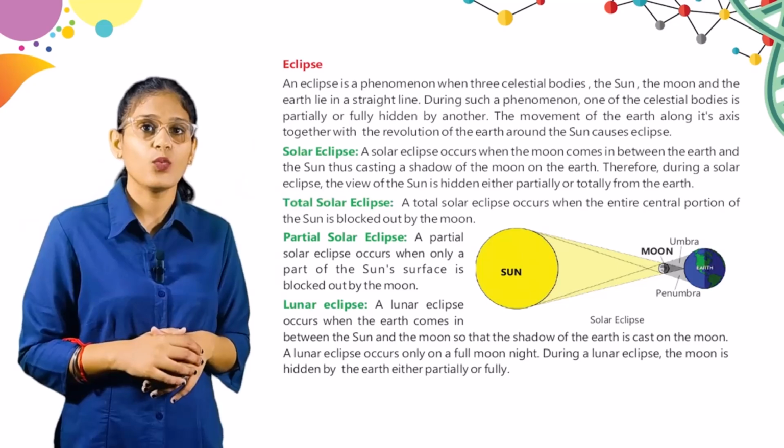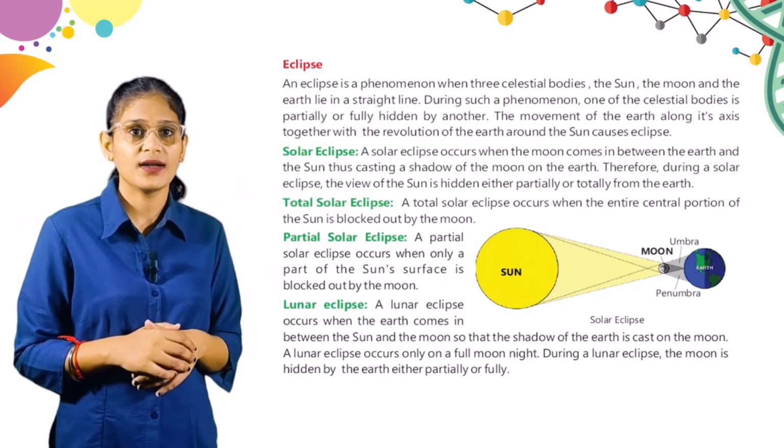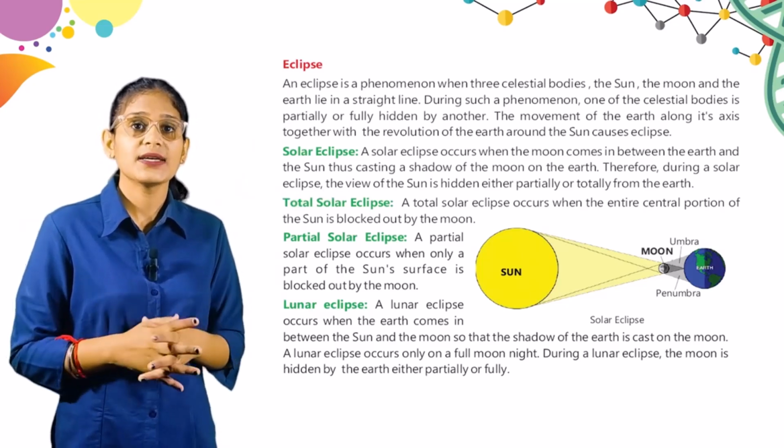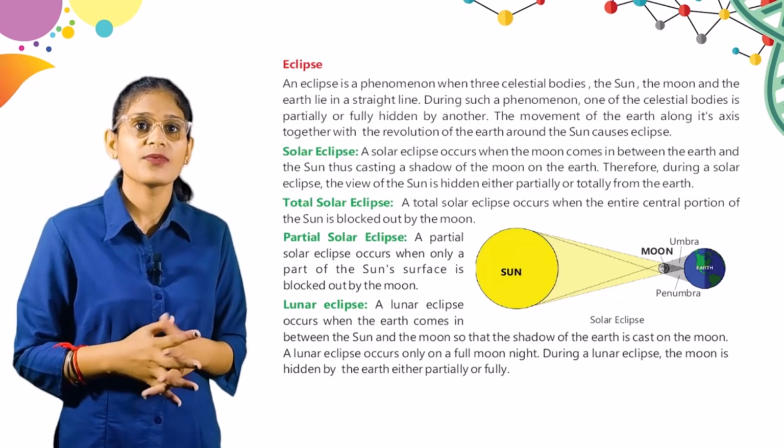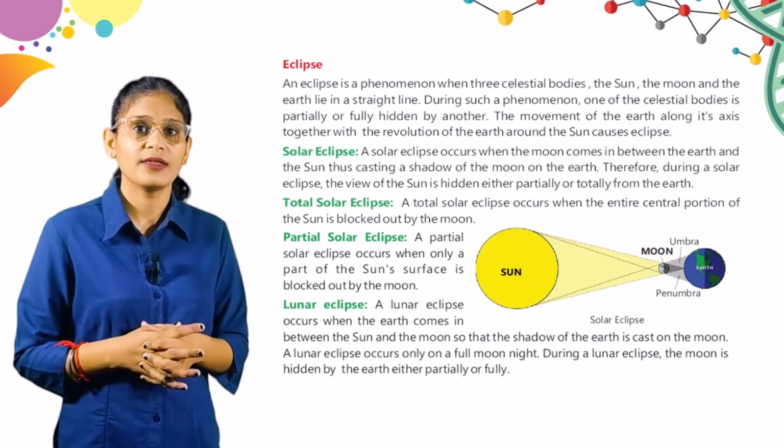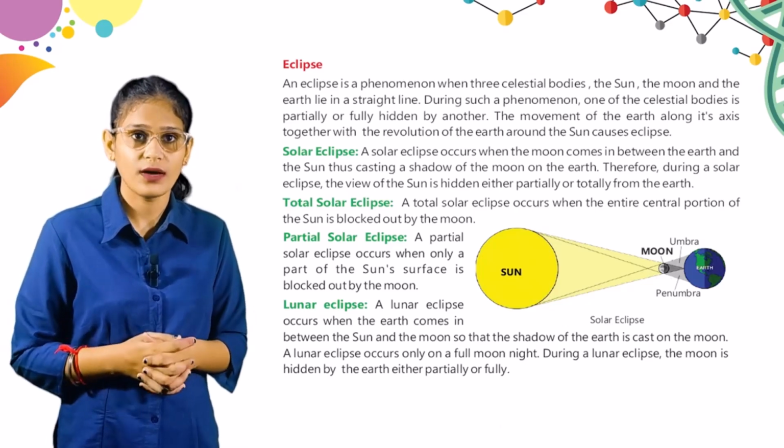A solar eclipse occurs when the moon comes in between the earth and the sun, thus casting a shadow of the sun on the earth. Therefore, during a solar eclipse, the view of the sun is hidden either partially or totally from the earth.